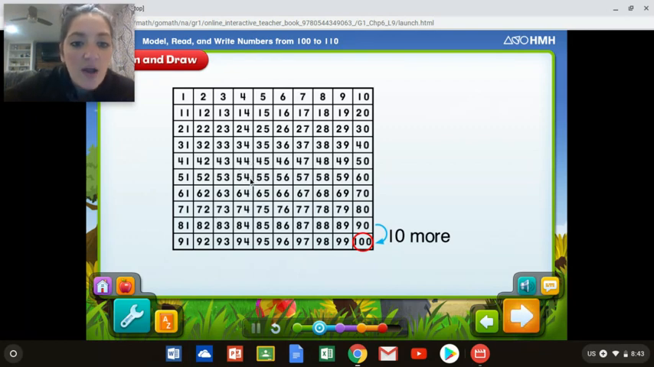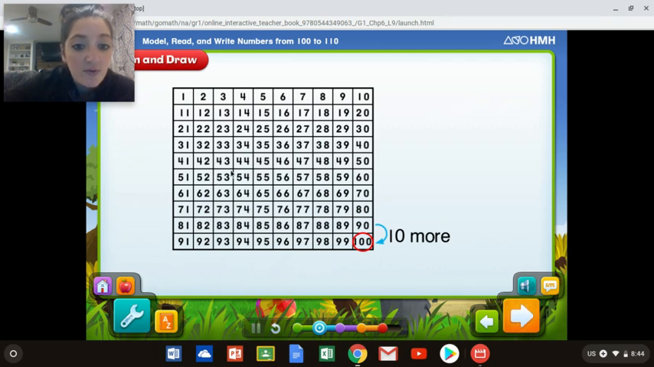Okay, so now if we're at 54, what is 1 less than 54? You only spent $1 of your $54. What is 1 less than 54? Now the 5 is going to stay the same, but the 1's place is going to change. And I want to know what is 1 less than 54.